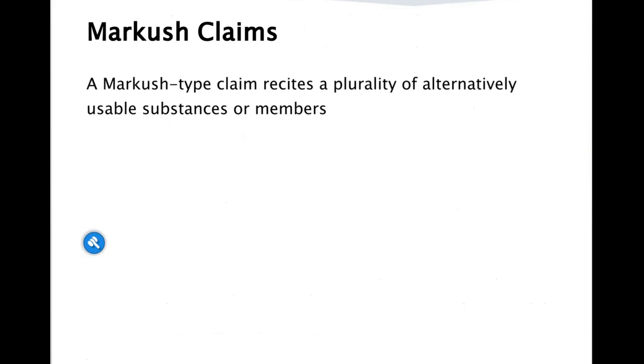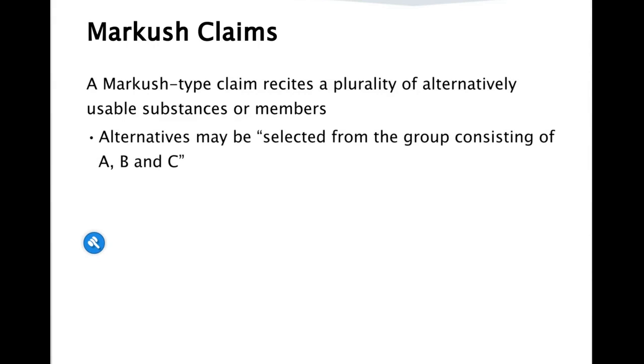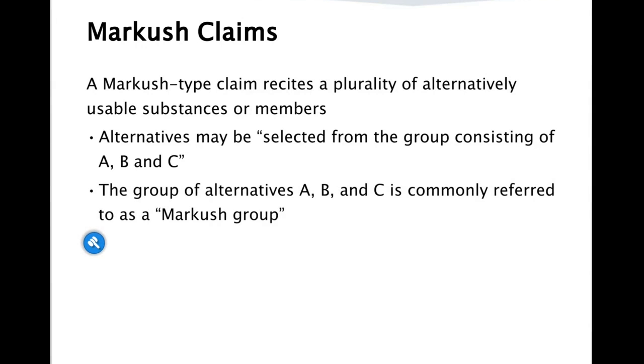A Markush-type claim recites a plurality of alternatives in a claim. For example, the alternatives may be usable substances or members. Markush claims often use language such as "selected from the group consisting of A, B, and C," where A, B, and C are alternatives representing a Markush group. The members of the group can be species.